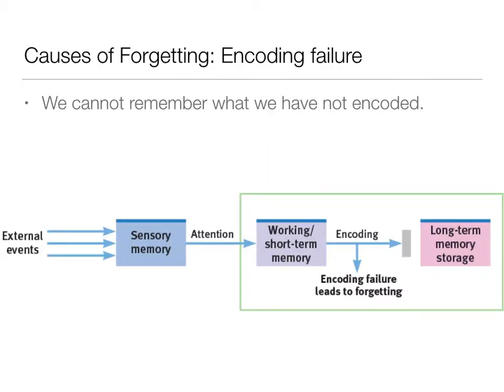So the first one we're going to talk about is encoding failure. We can't remember what was encoded. So that information, whatever it was, hopefully it's not this lecture, but maybe it is. Maybe this lecture is that external event and it's coming into sensory memory and you are paying attention to it. But somewhere between working and short-term memory, something is happening in encoding and it never gets into long-term memory. So this is not that you're not paying attention.